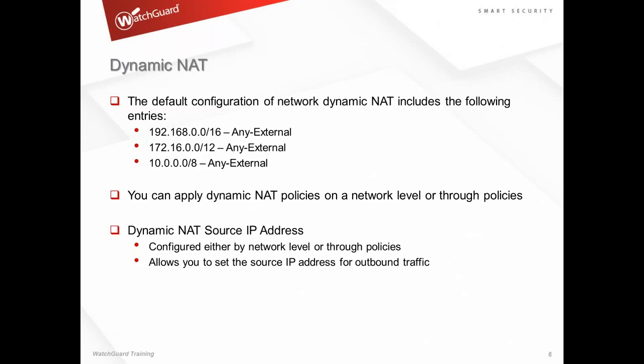So a dynamic NAT. Now, as a little tip here, the dynamic NAT, the default configuration of WatchGuard includes the following entries. 192.168.172.16 and a 10 address. Now, just as a heads up, if you want in your network to have any sort of special NAT rule or a special network topology or configuration within your network, you might actually have to go and add in some more entries.